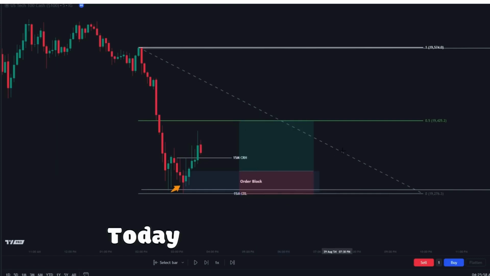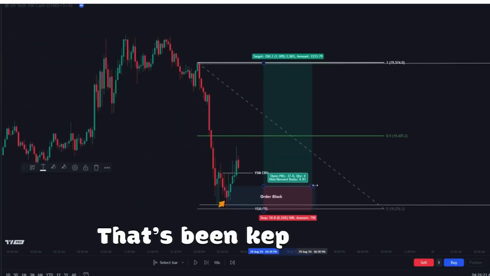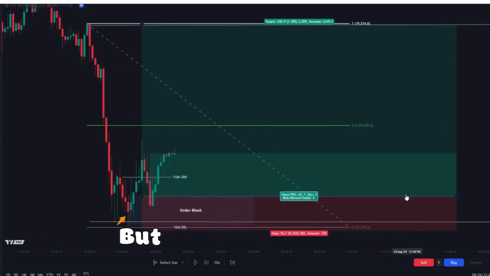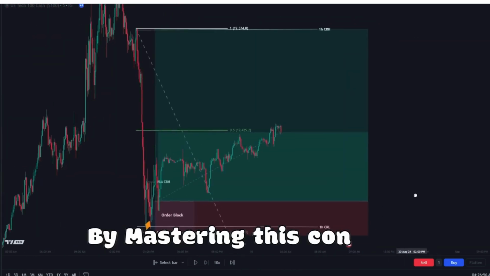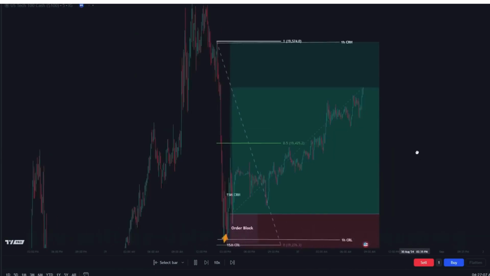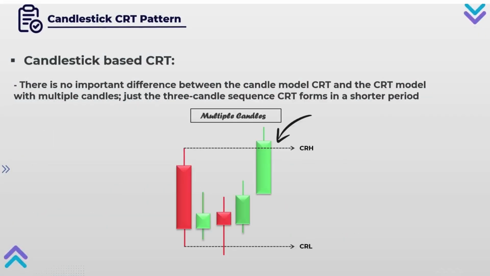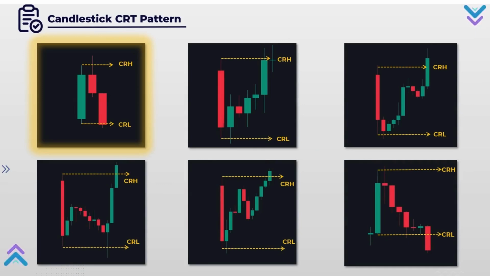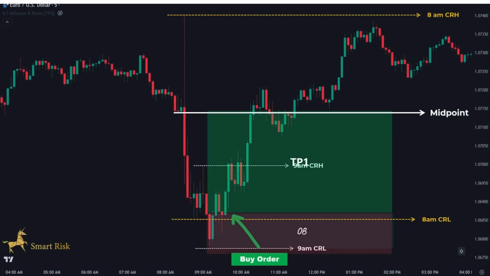Today, we will talk about the candle range theory, an advanced concept that's been kept secret from the ICT trading community, but has the potential to skyrocket your win rates. By mastering this concept, you will be able to predict upcoming price movements and candle formations before they even happen in the market. This powerful trading model will give you insights into being on the same side as institutional money, instead of being on the opposite side of their trades.